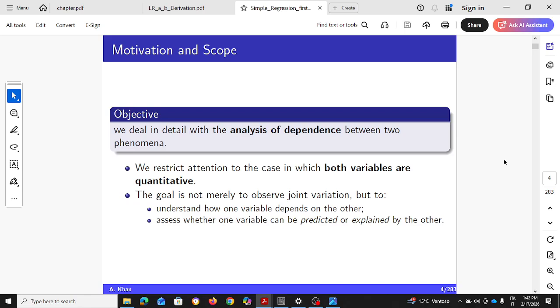So, motivation. The objective here for today's lecture is to analyze the dependence between two phenomena, between two quantitative variables. Okay? So we restrict our attention to the case where we have just two quantitative variables for the simplest regression model. Okay?